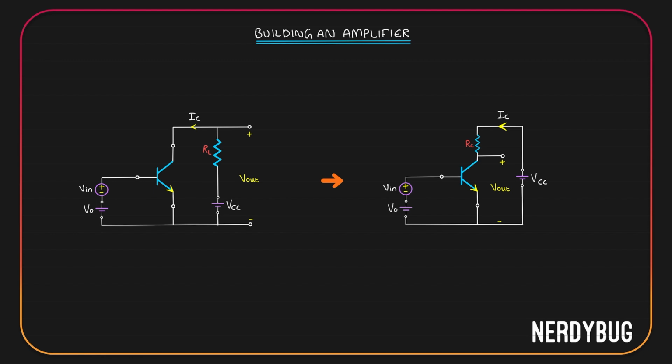One more difference is instead of calling this the load resistor RL, I have called it RC or the collector resistor because it is connected to the collector. So the input is given between the base and emitter. Output is taken between the collector and emitter. Emitter is common. Because of that, this is called common emitter configuration of a BJT amplifier. Or simply, you can say this is a common emitter amplifier.